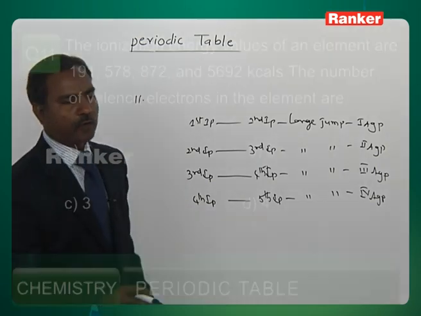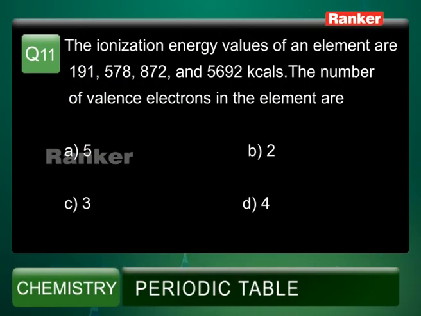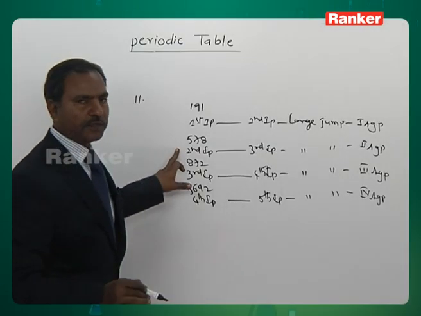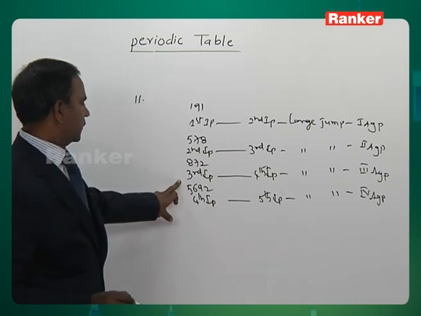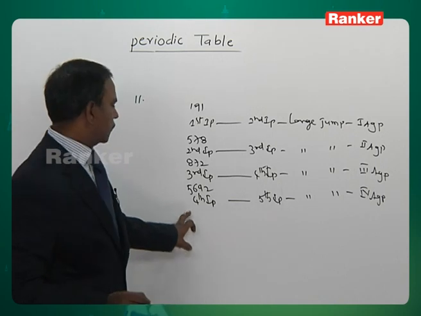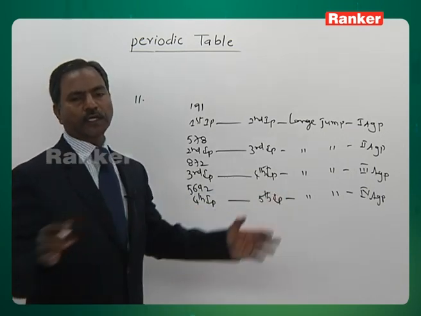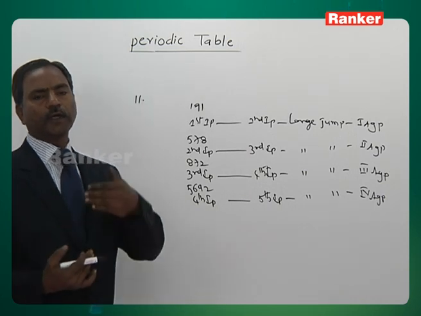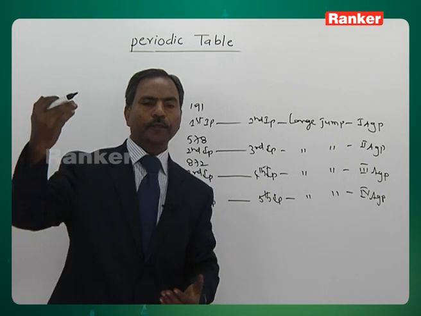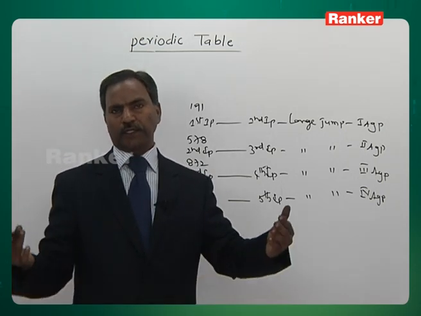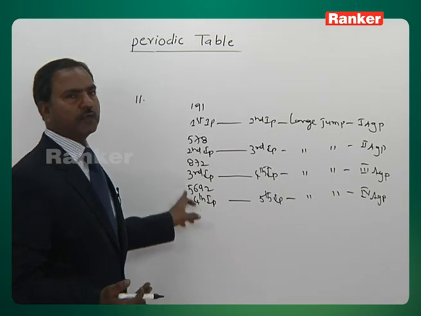Here four ionization energy values are given. First IP 191, second IP 578, third IP 872, and fourth IP 5692 kilocalories. See, first IP to second IP, a difference is there. Second IP to third IP, a difference is there. But third IP to fourth IP, the difference is large. Nearly double, not even double, it is many more times greater. 872 and 5692, a large difference is there.